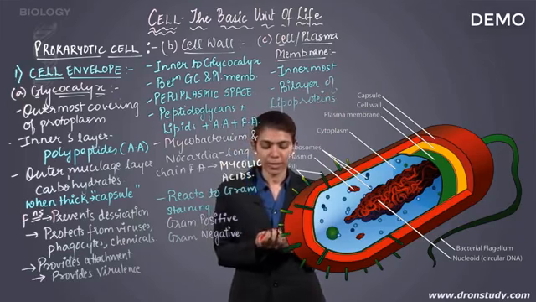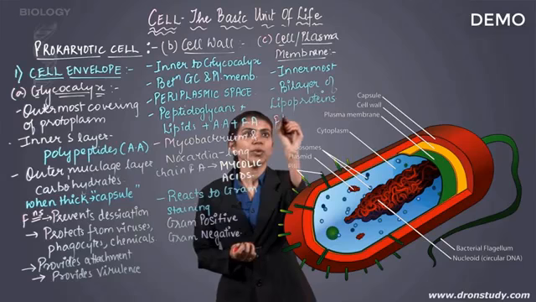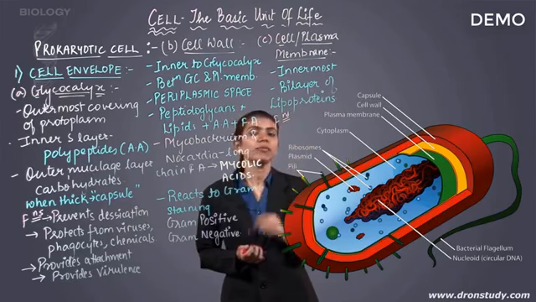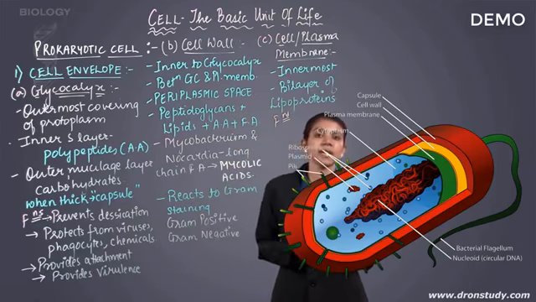Coming to the functions of the plasma membrane, the plasma membrane is a very important structure. In the functions, the first function is that it serves as a barrier.